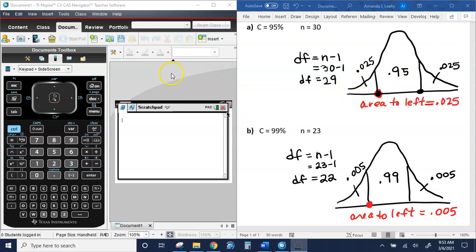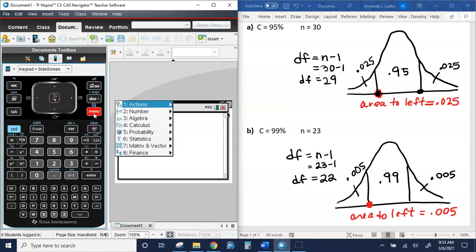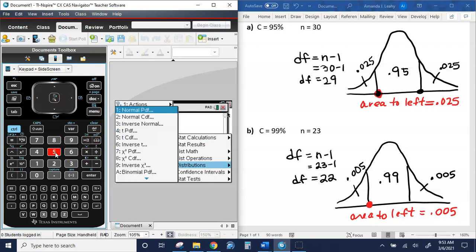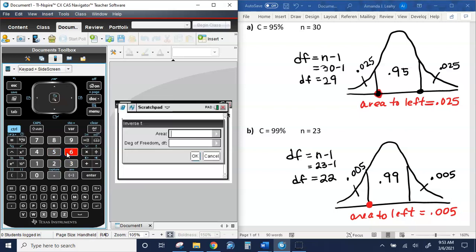So to do this, I'm going to take my TI-Nspire, go to a scratch pad, and press Menu, Statistics, and Distributions. And if you look, number 6 says inverse t. When I click this, it's going to ask me for the area. Remember that the area is always the area to the left. So I'm going to type in 0.025, and I'm going to type in 29 degrees of freedom.